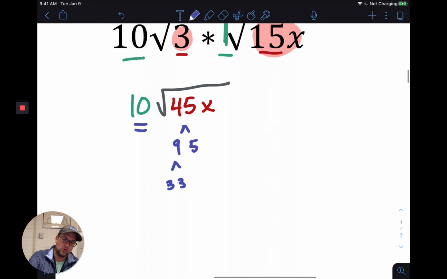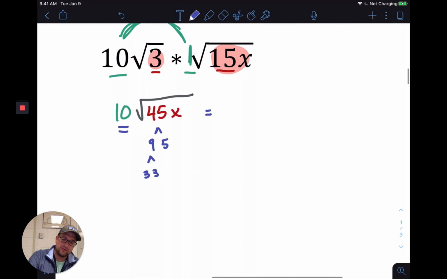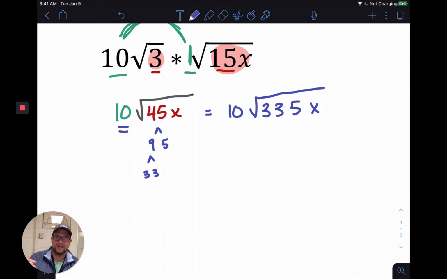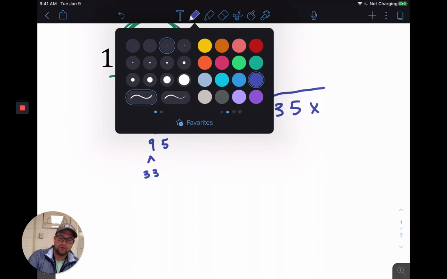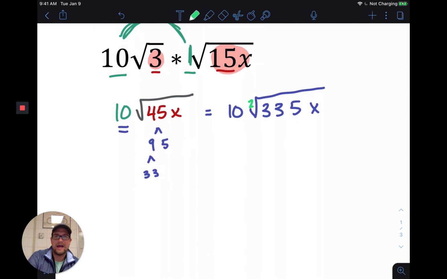That means this whole expression could then be rewritten, now I'm going to put the 10 on the outside, as 3 times 3 times 5 times x, right? Because 3 times 3 is 9, 9 times 5 is 45, 45 times x is 45x. We haven't changed anything. And then we just want to do our 2 for 1 special because, again, we don't have an index indicator, so it has to be 2.